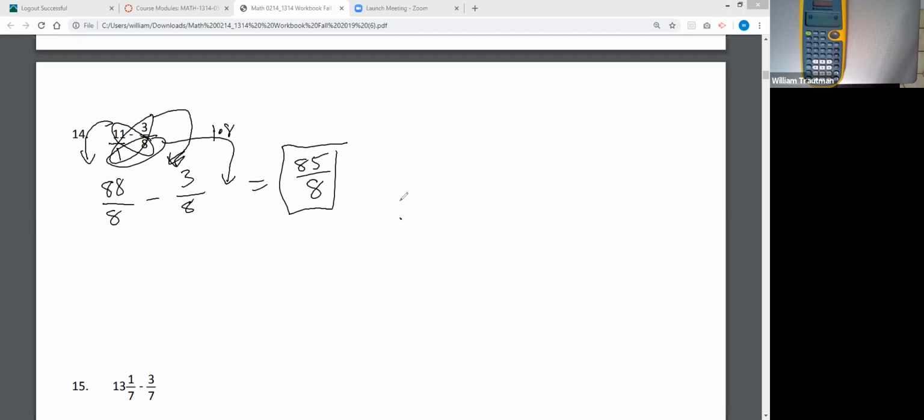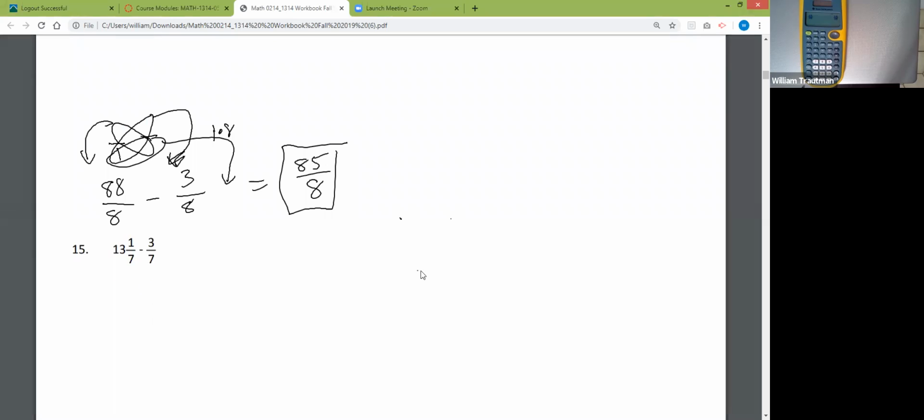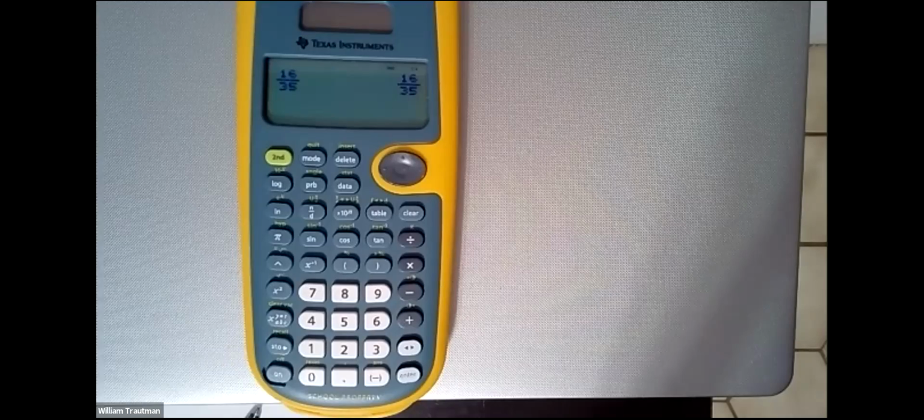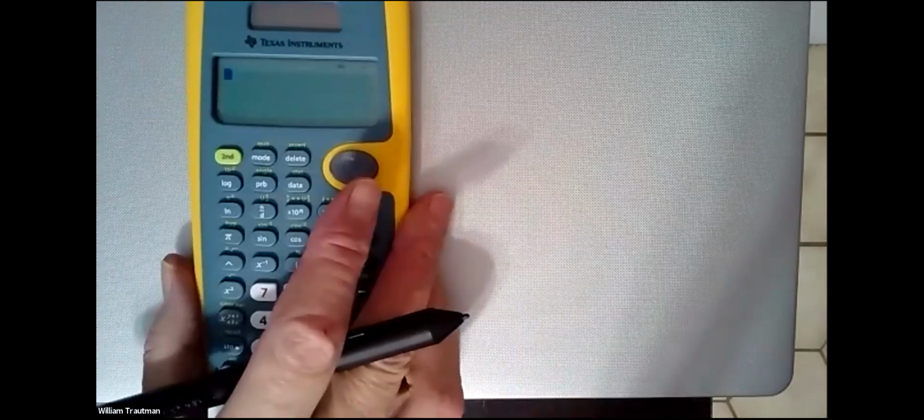So let's try number 15 on the calculator. I'm going to actually do number 15 on the calculator. 13 1/7 minus 3 over 7. So I'm not going through the steps and procedures for this one. We kind of did it already, you know, change them to improper fractions and then go through the process. But I might as well do this on the calculator. Because it's a mixed number, I want to create a mixed number first, 13 1/7.